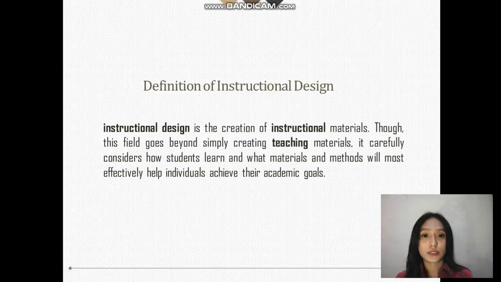Definition of instructional design. Instructional design is the creation of instructional materials, but it goes beyond simply creating teaching materials. It carefully considers how students learn and what material and methods will most effectively help individuals achieve their academic goals.